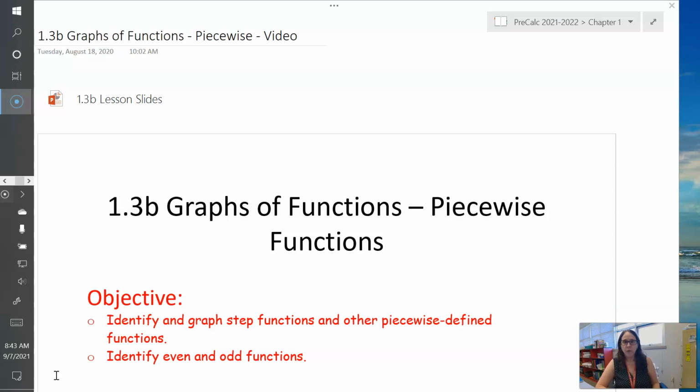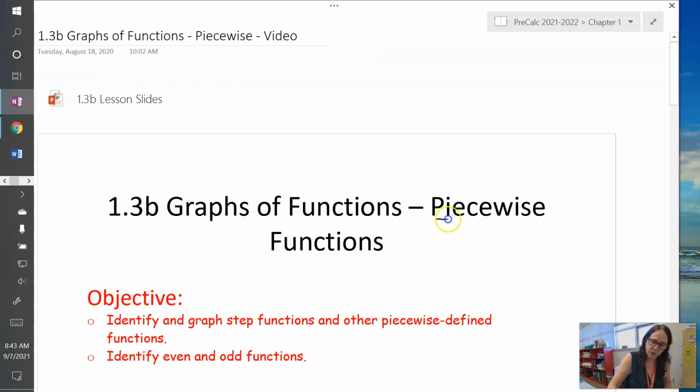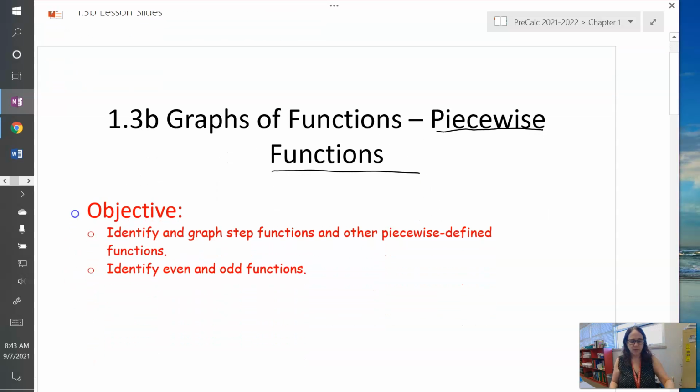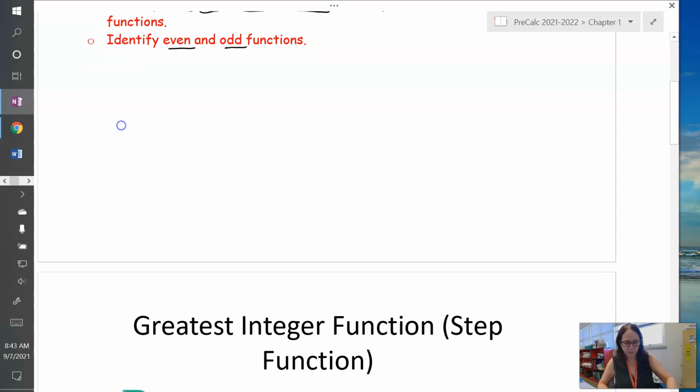Part A focused on continuous functions, and Part B is going to focus on what we call piecewise functions. Our objectives are to identify and graph step functions, which are an example of a piecewise function, and to identify even versus odd functions. So step functions, even and odd. Those are the objectives for today's video.